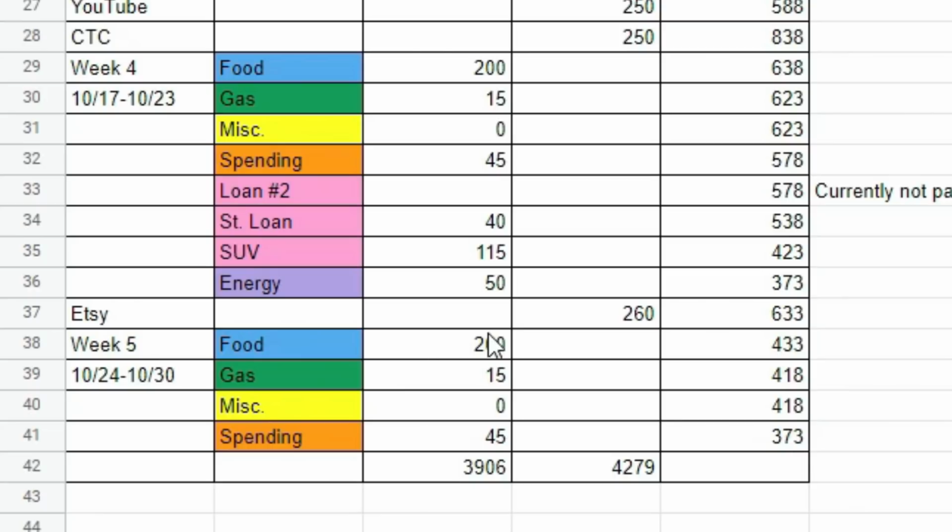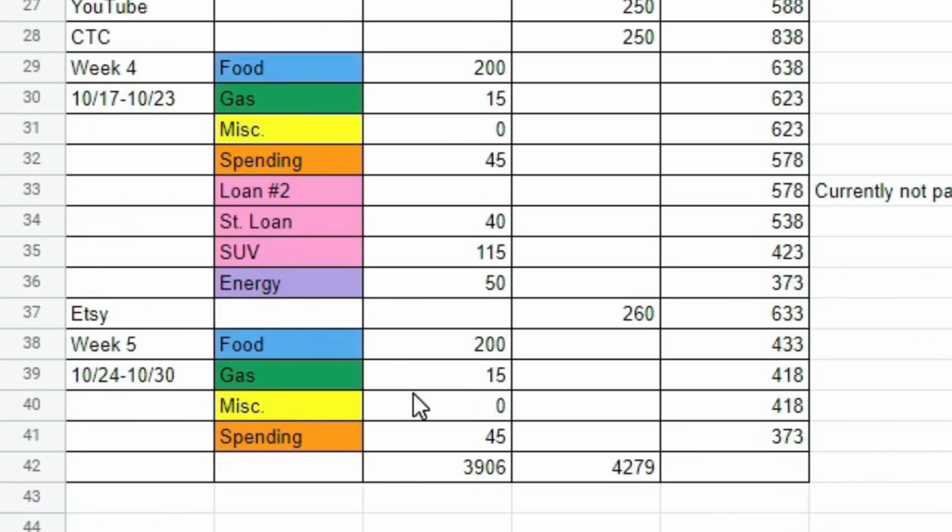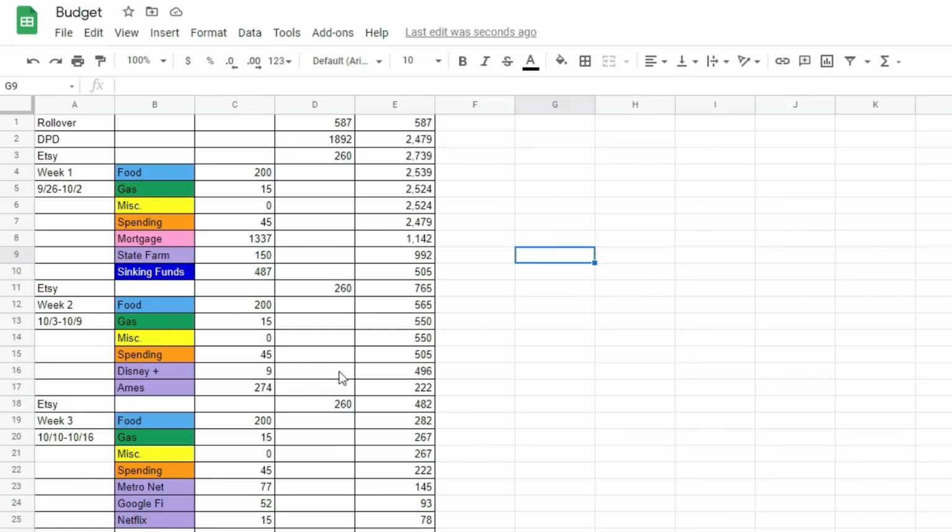But that's not all that will go towards sinking funds. Anything we don't spend in these variable categories will also go towards sinking funds, and anything above $260 from Etsy will also go towards sinking funds. And we might get to a point where we have enough in our sinking funds that we can start adding to our debt, and that is the ultimate goal here. Okay, so let's move on to the Budget by Paycheck workbook by the Budget Mom and finish off setting up our budget for October.